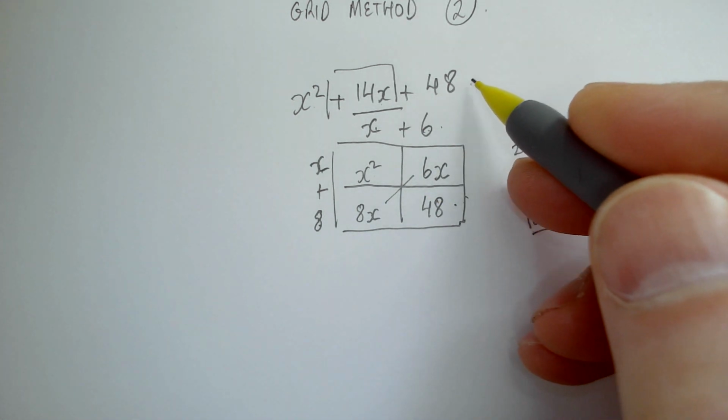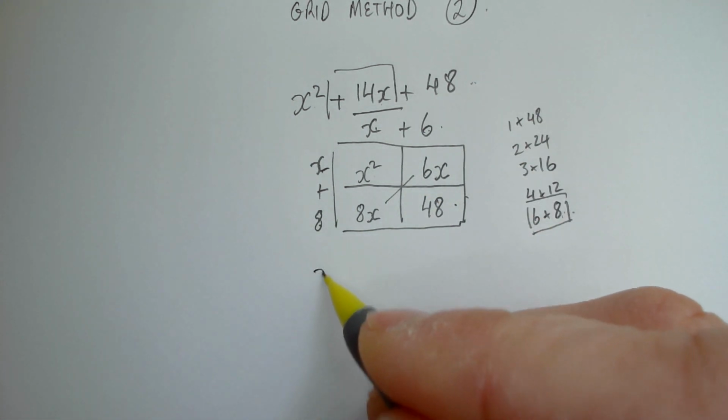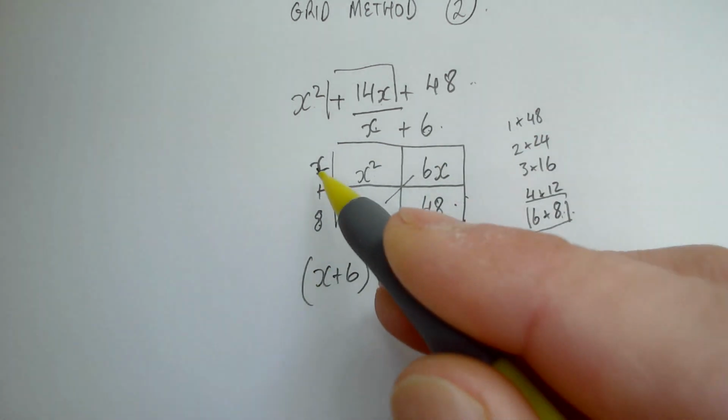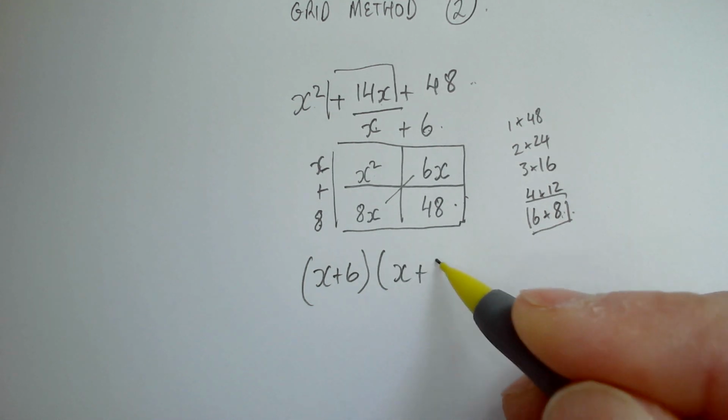So the factors of this quadratic equation are x plus 6, reading across the top, times x plus 8, reading down the left-hand side.